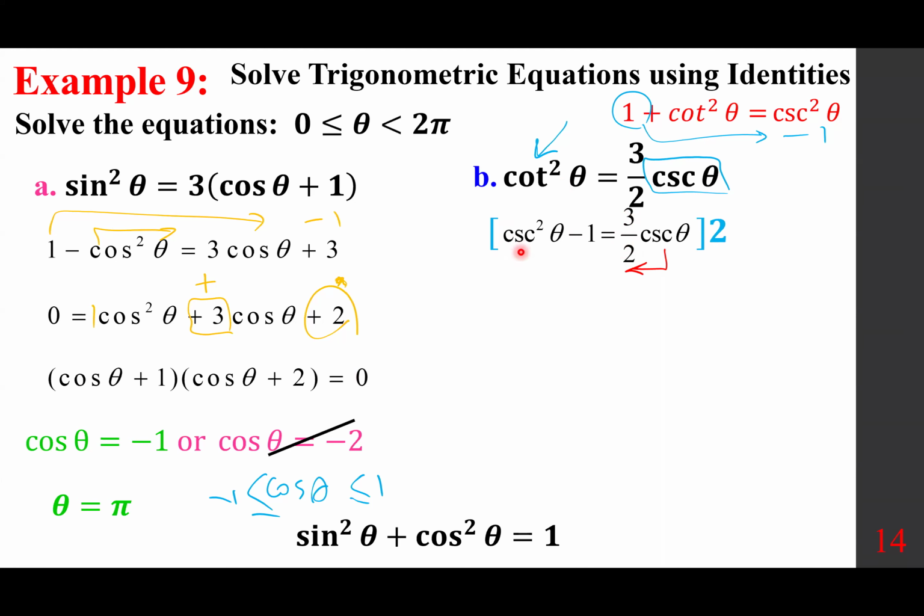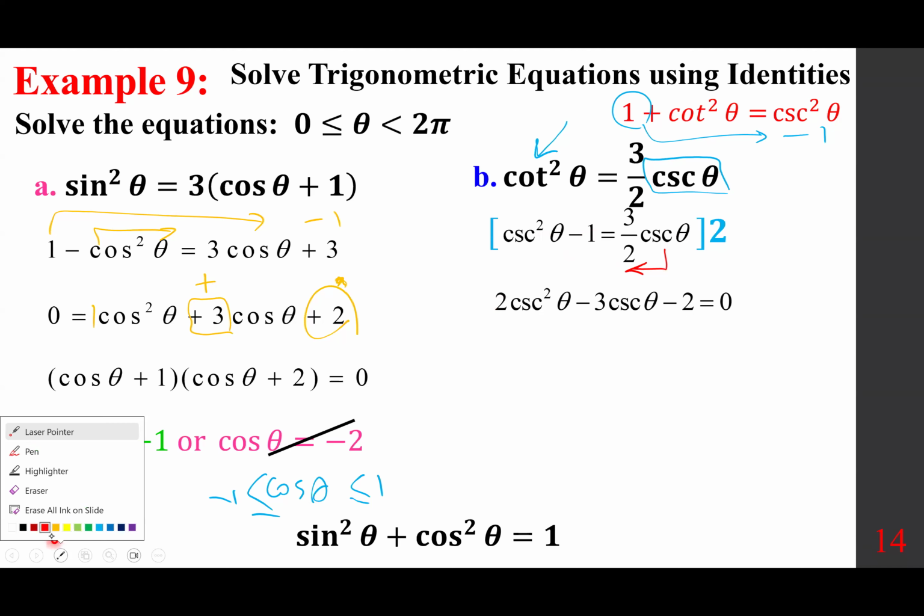This becomes 2 cosecant squared theta. This becomes minus 3 cosecant theta. This becomes negative 2. And again, it's a simple case of factoring. 2 is a prime number. So let me just write this again here somewhere.